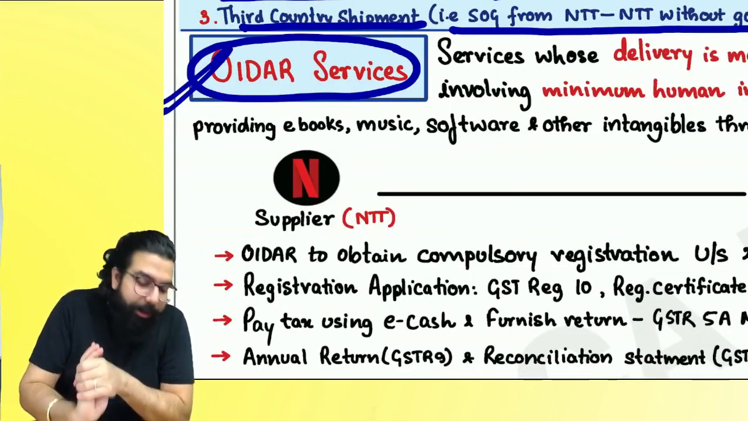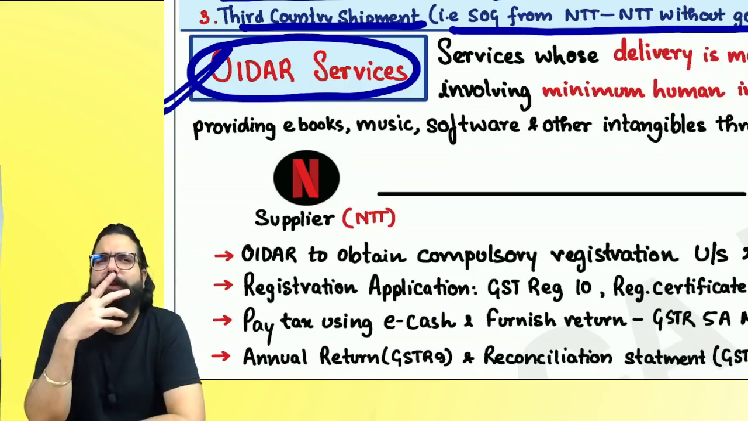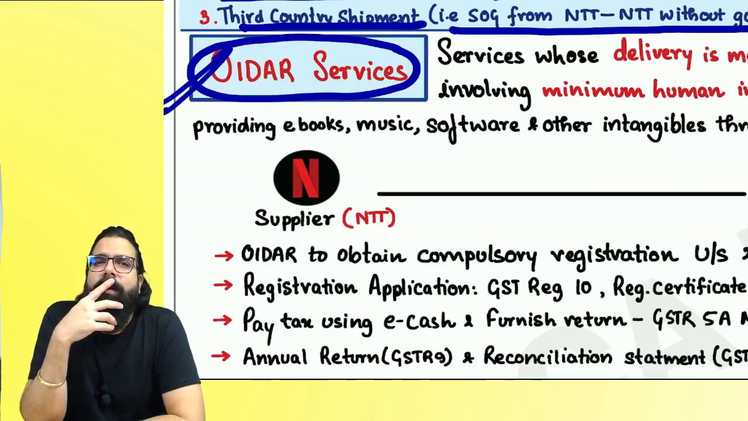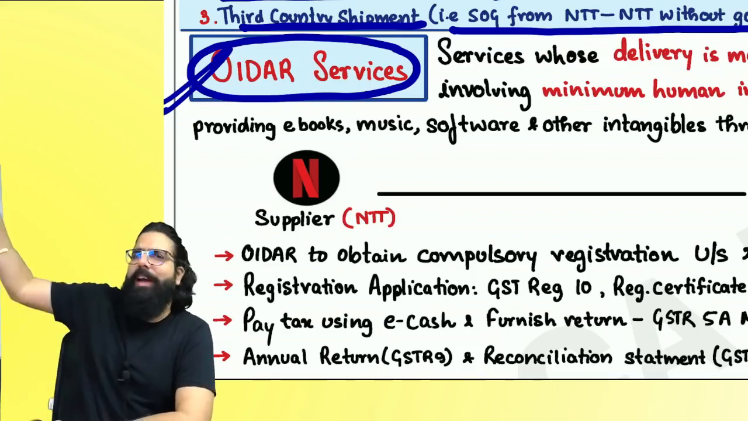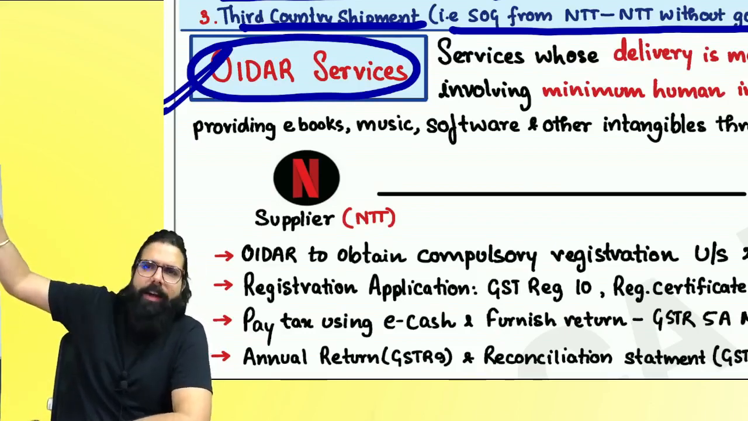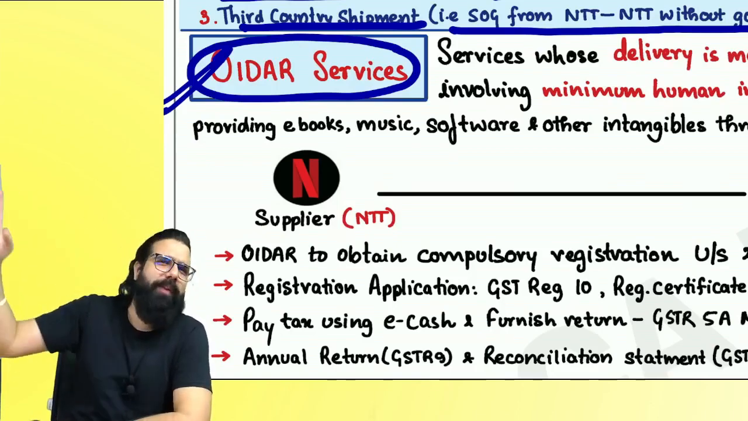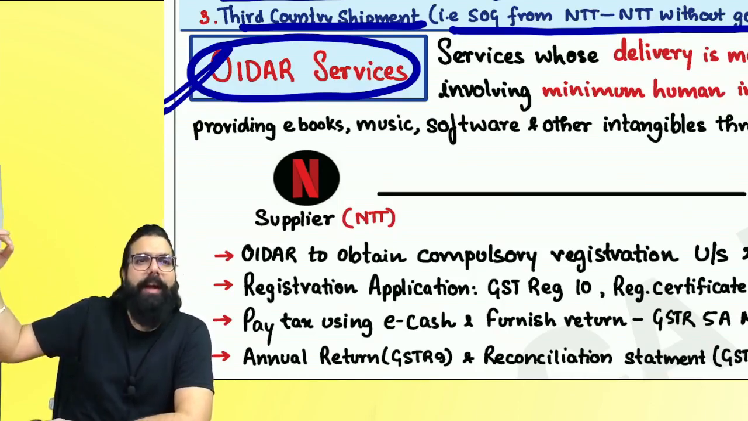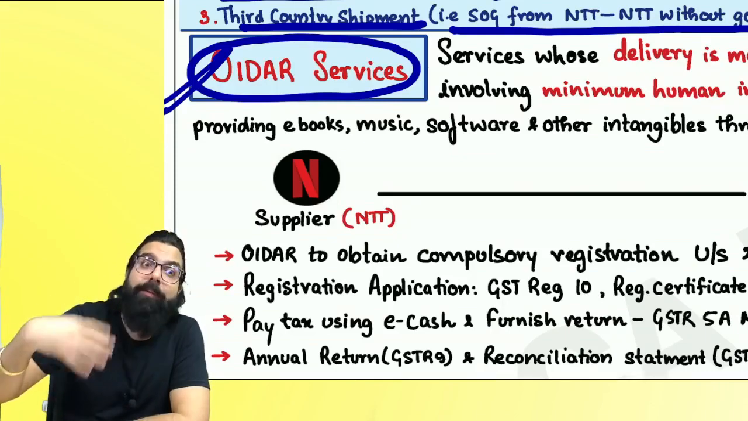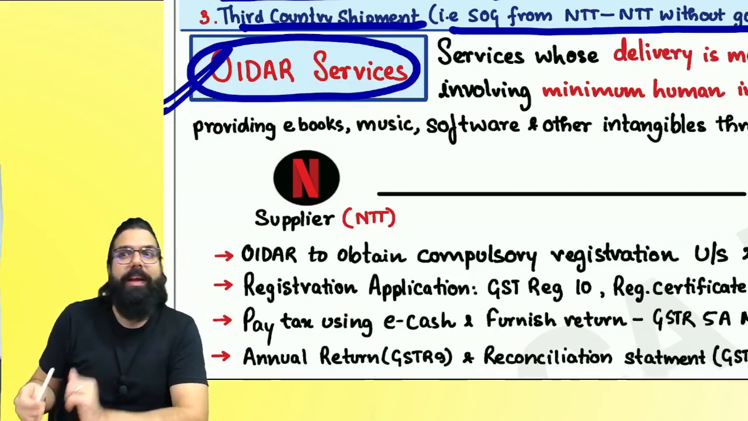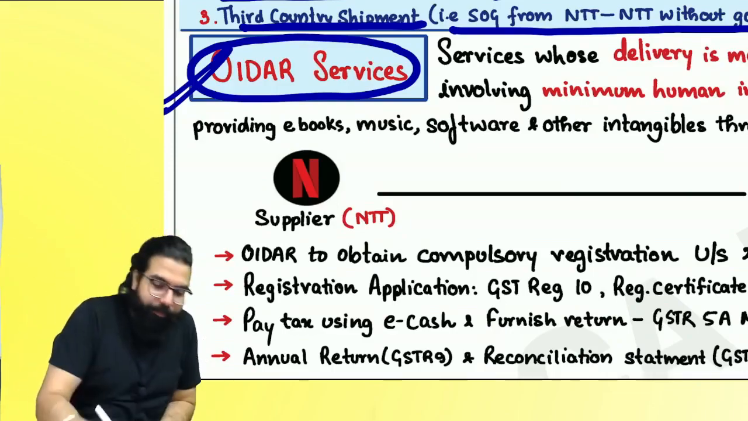Now, they are talking about OIDR service. What do you mean by OIDR service? It is online information database access and retrieval service. Online, there is some information or data which you can retrieve and access, and that is the service provided by Netflix, Amazon Prime, correct? But they have given the definition and told what is OIDR service, and they have included some services also. Are we clear? These services will be termed as OIDR service.